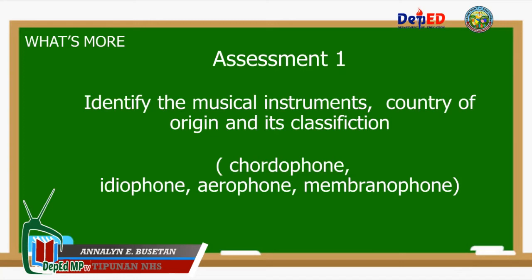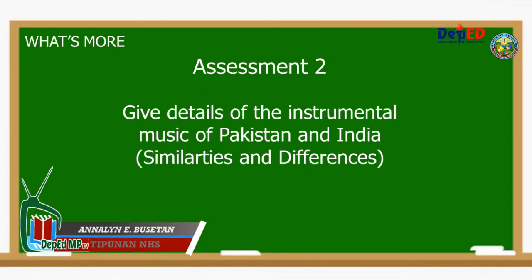Have you enjoyed our journey, learners? Great! In your module, there are 2 assessments that you need to accomplish in the What's More part. In Assessment 1, you have to identify the name of the instruments, the country of origin, and the classification of instruments. May it be chordophone, idiophone, aerophone, electrophone, or membranophone. In Assessment 2, you have to give details of the instrumental music of Pakistan and India. What are its similarities and differences?